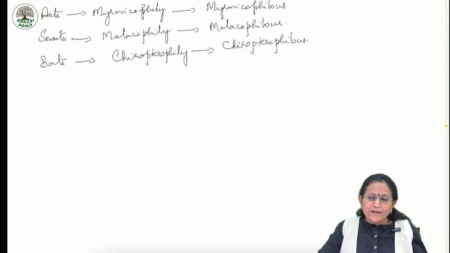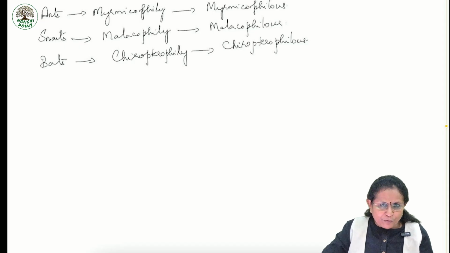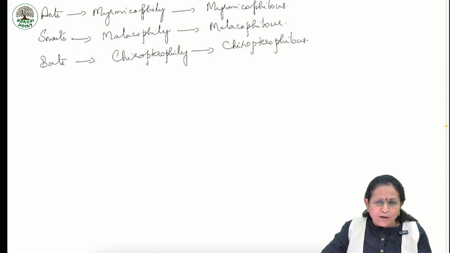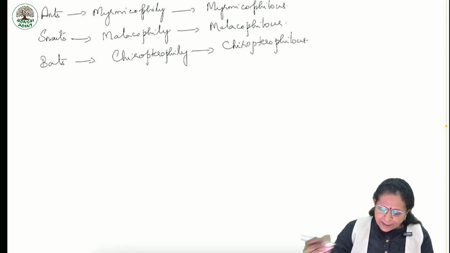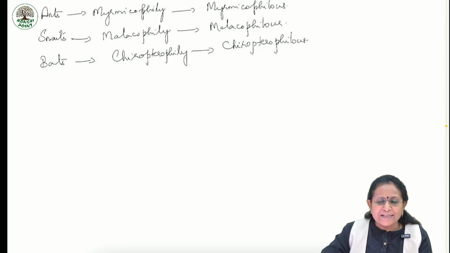So, we have cross-pollination by animals called zoophily. In that, insects, entomophily, such flowers entomophilous. Birds, ornithophily, such flowers ornithophilous. Ants, myrmecophily, such flowers myrmecophilous. Snails, malacophily, and the flowers are malacophilous. Bats, chiropterophily, and such flowers are chiropterophilous.